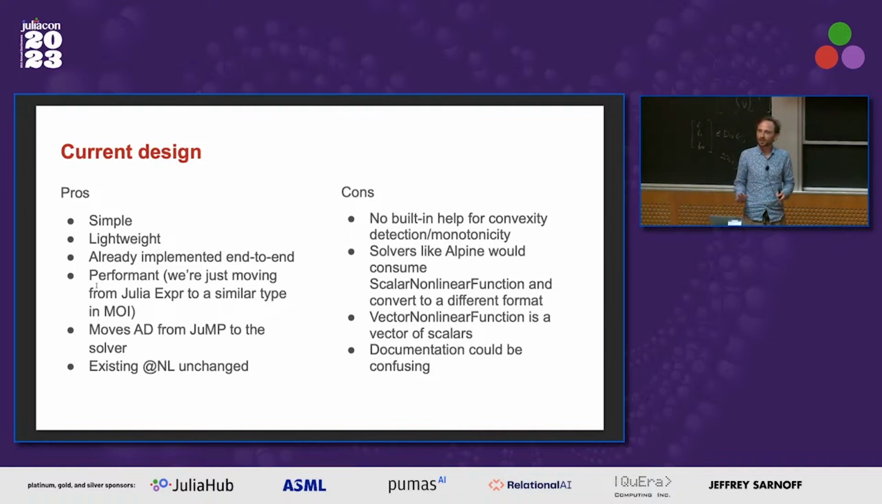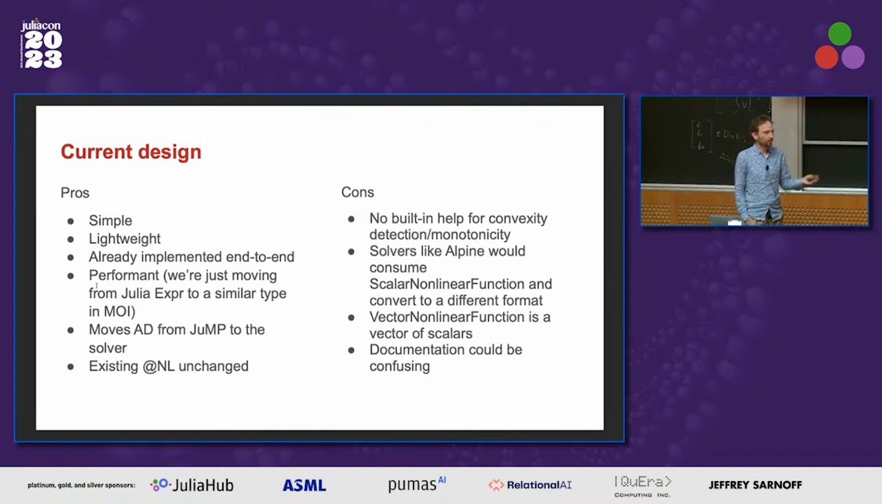There are solvers like Alpine.jl, which needs to know about monotonicity and convexity. We've decided not to help with that. So the first thing Alpine's going to have to do is read in this expression graph and then turn it into some other format and add a bunch more information. So that's one of those trade-offs on that light versus heavy thing. Another pro is that this is already working and implemented. So we could potentially do other things, but this is the one we've gone with, and it's there.